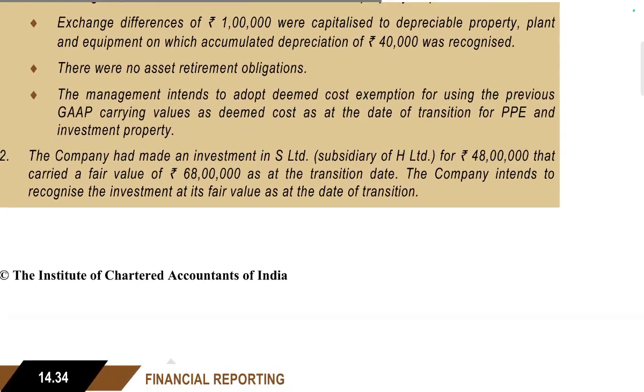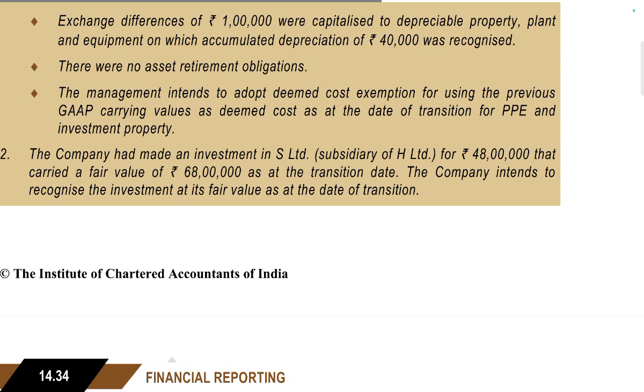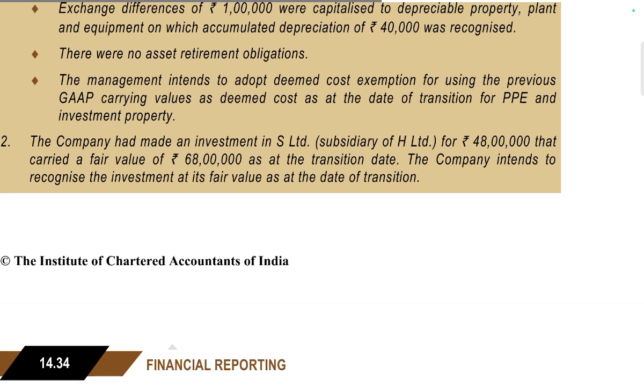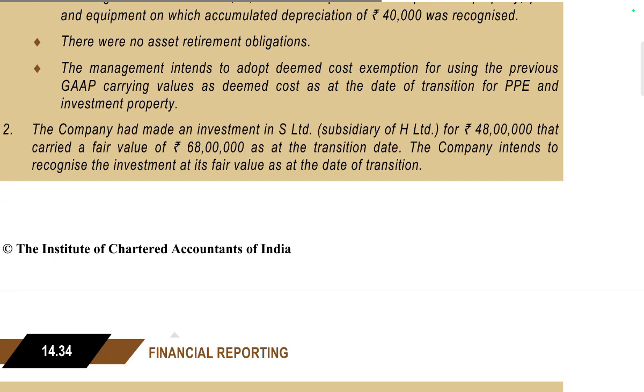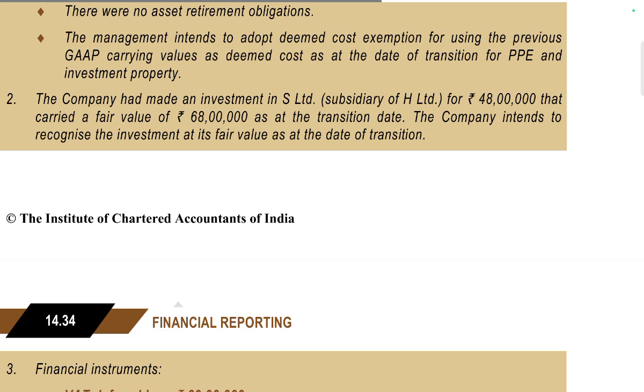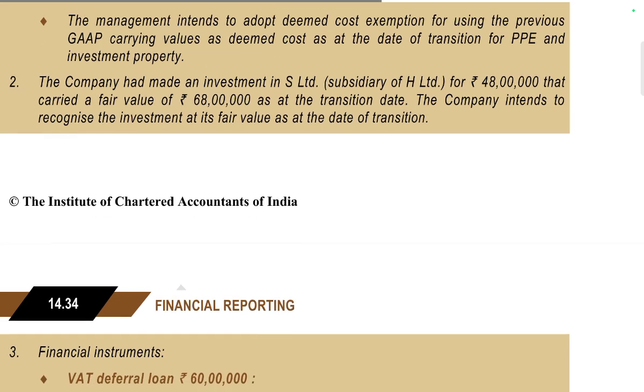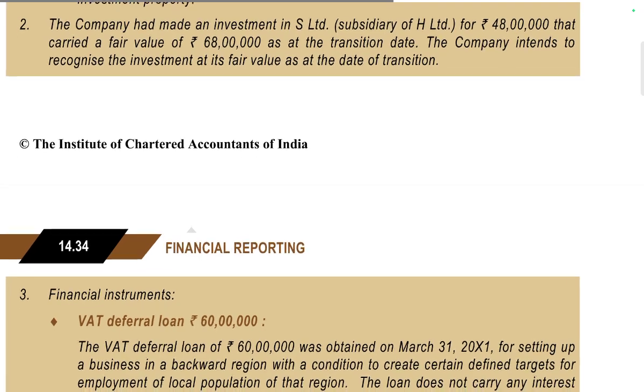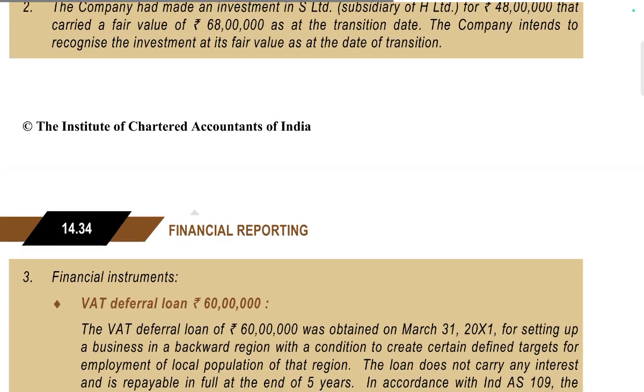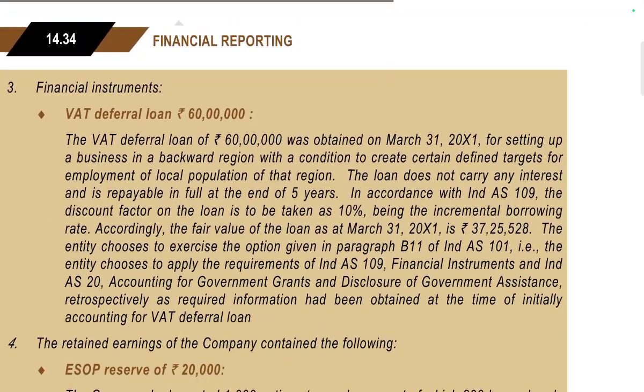There was no asset retirement obligation, and the management intends to adopt the deemed cost exemption, using the previous GAAP carrying value as deemed cost at the date of transition for PPE and investment property. The company has made an investment with an estimated cost of 40 lakhs to 8 lakhs, and the carrying fair value is 68 lakhs at the transition date. The company intends to recognize the investment at fair value at the date of transition.